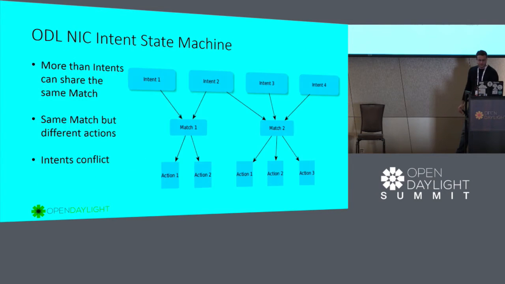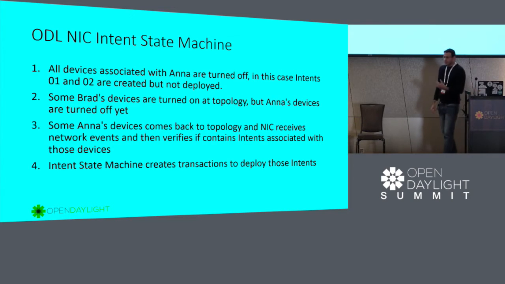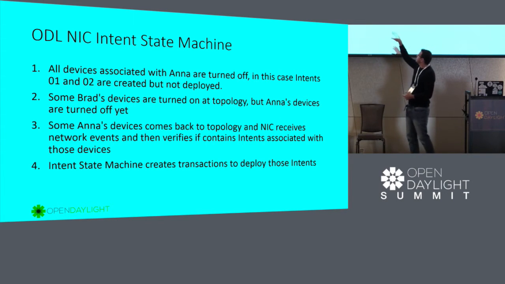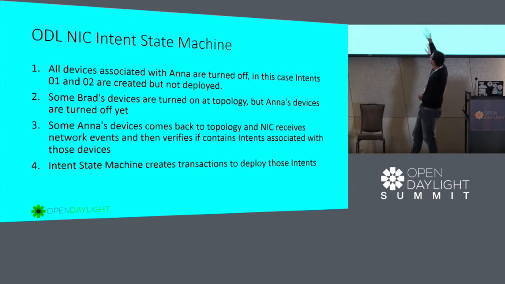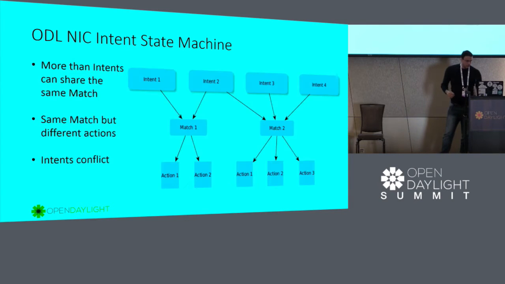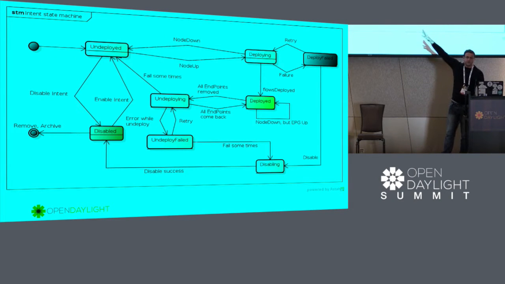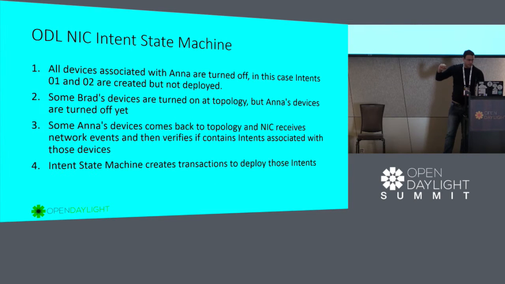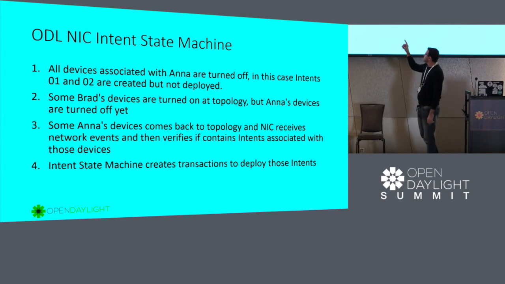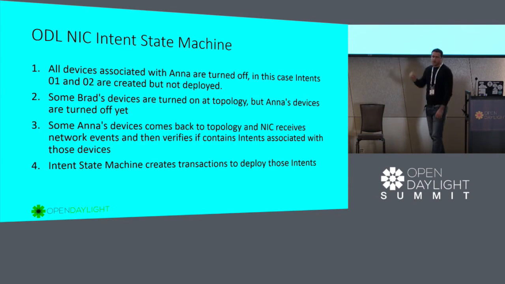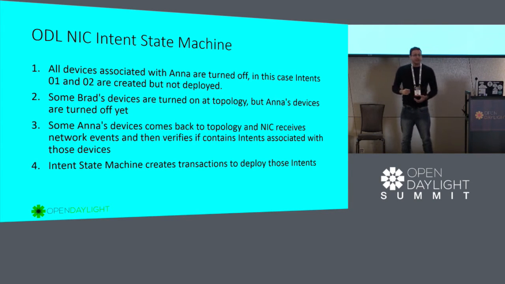And this is another scenario where all devices associated with ANA are turned off from the topology. In this case, intents 1 and 2 are created but undeployed, so we will be in the first state. In the second step, some branch devices are turned on in the topology, but ANA's devices are still turned off. Do you agree with me that it doesn't make sense to have this intent deployed on the switch?